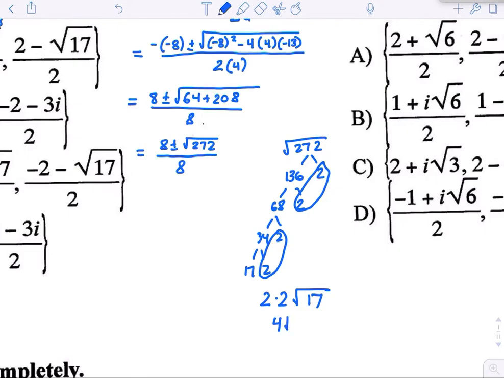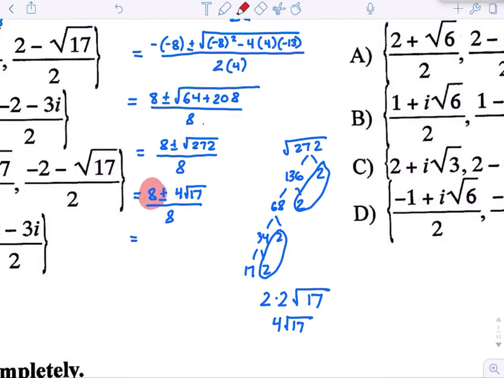So root 272, you guys, simplifies to 4 root 17. So equals 8 plus or minus, back to this, 4 root 17 all over 8. Okay, so do you guys see this 8, that 4, and that 8?